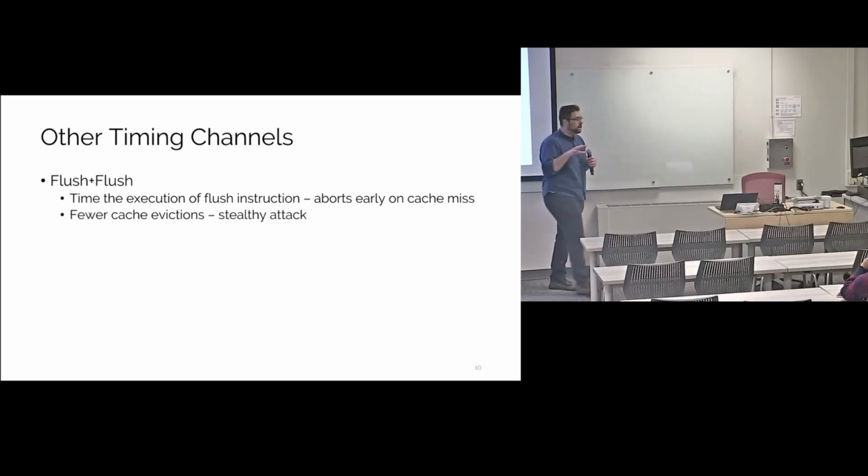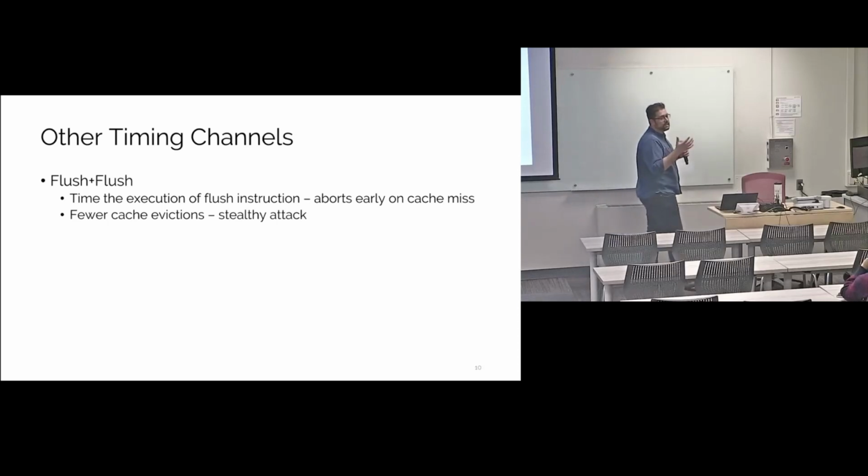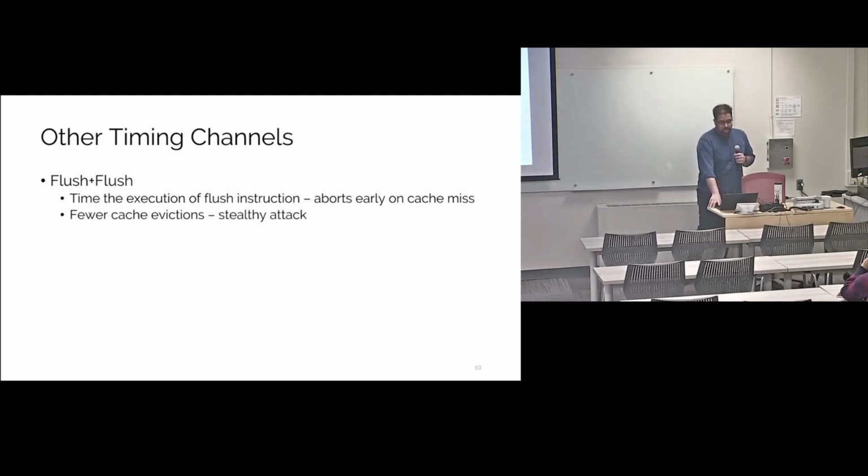What that means is that some defenses try to measure cache evictions. They try to see how many evictions are happening, and if it's above a certain threshold or in a certain pattern, they say, okay, we are under attack, so we need to do something. This attack causes much, much fewer evictions, so it's a lot more stealthy. That's the flush attack.